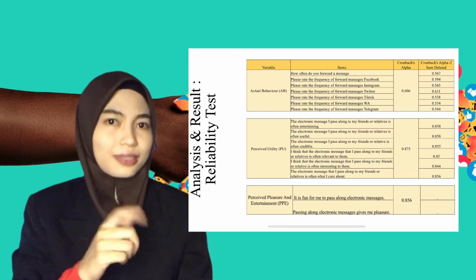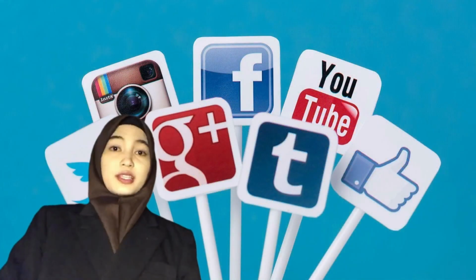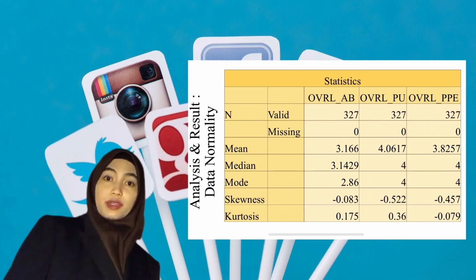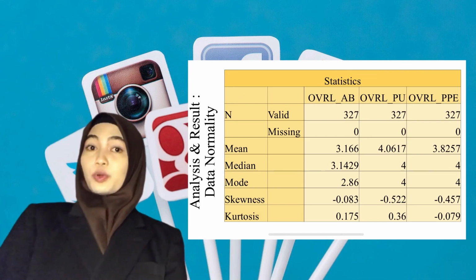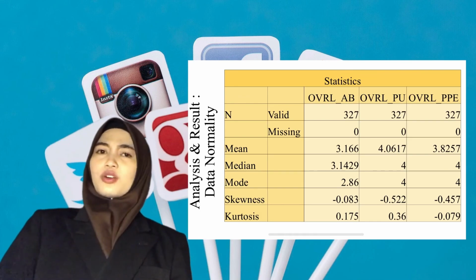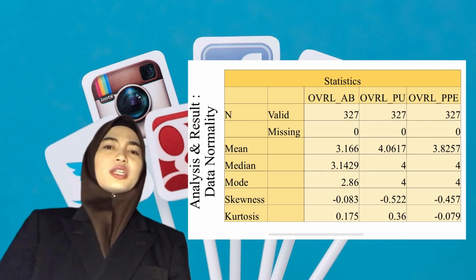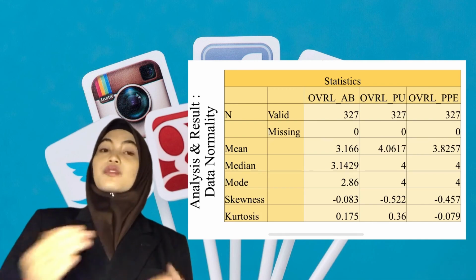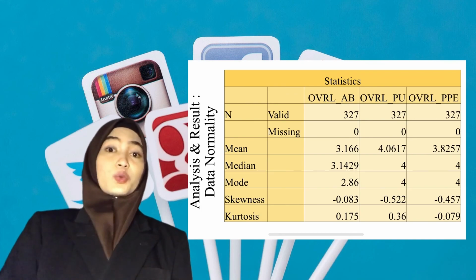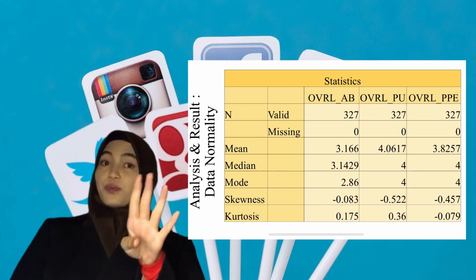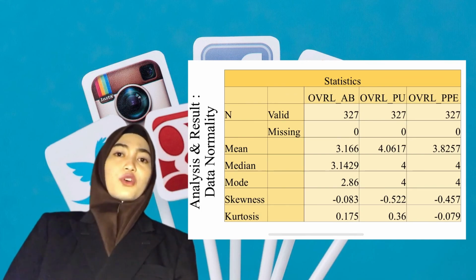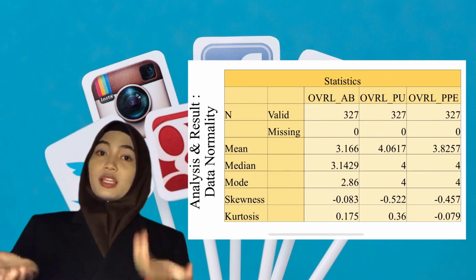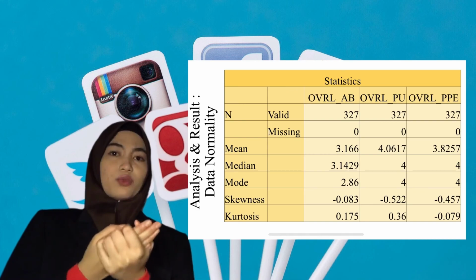of the study. According to the data in the table, the dependent variable actual behavior had a mean of 3.166 and a median of 3.1429. According to the variable perceived utility, the mean is 4.0617 and the median is 4. The survey mean for perceived pleasure and entertainment was 3.8257 while the median was 4.